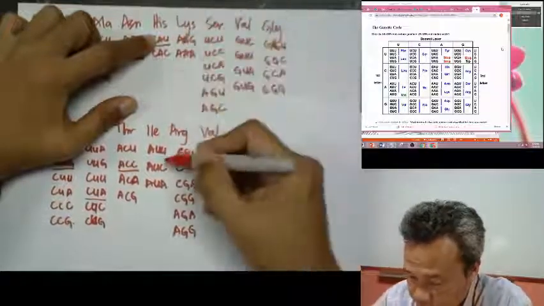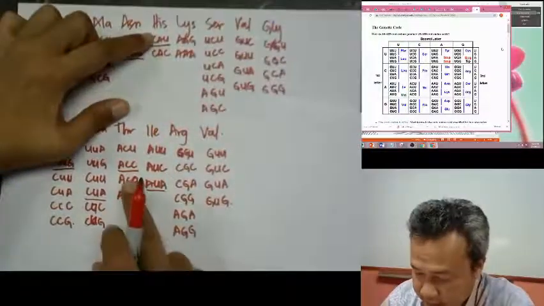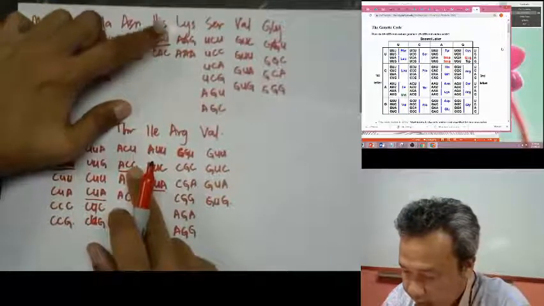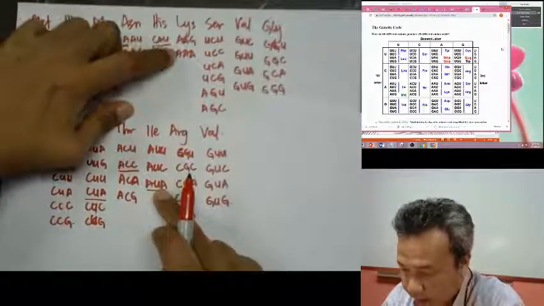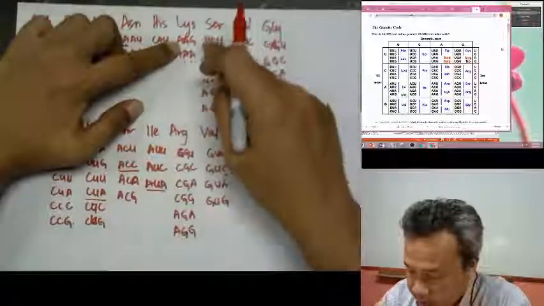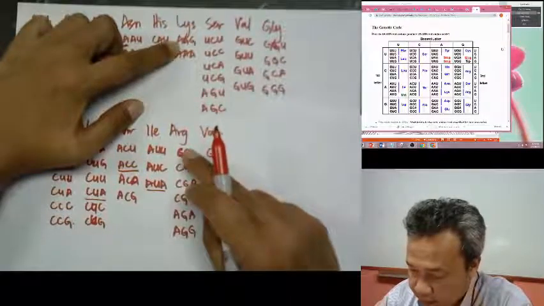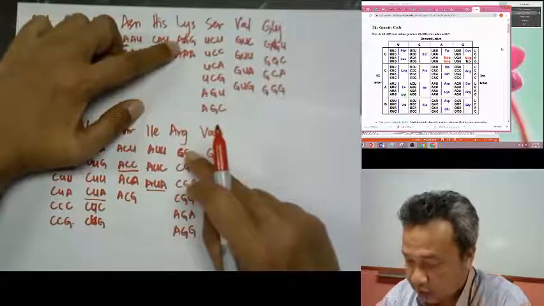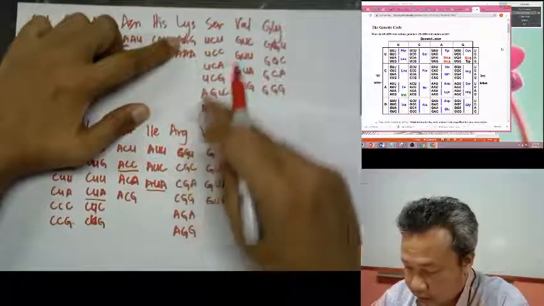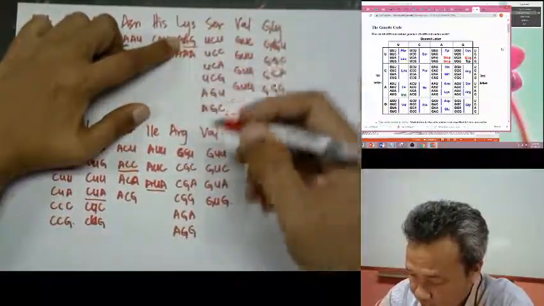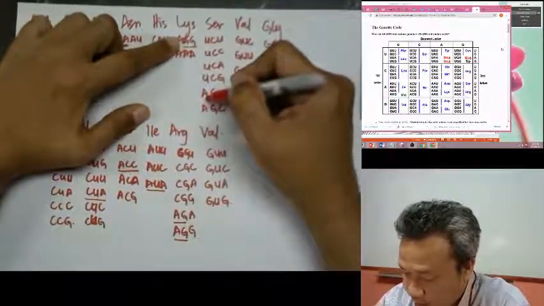So AUA. Alright? You with me? That's ACC, and then AU must be AUA, right? And then for arginine is CG. So arginine is either AGU or AGA. So what's available? You have AG, and here you have AG. So which one's correct? So it must be AGA.